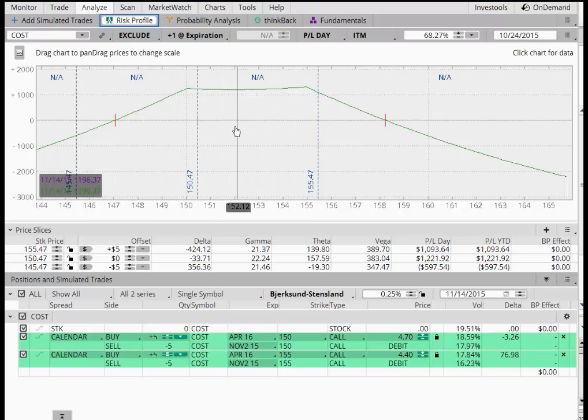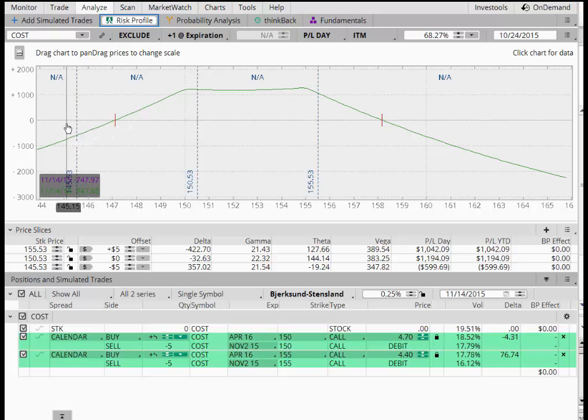Now you can see that the range doesn't extend to $5 on the downside. It can only fall about $3 before I break even on the downside with the 150 and the 155 spread. On the upside though, it can go from where it is now all the way up to 158 before I lose money on the upside.